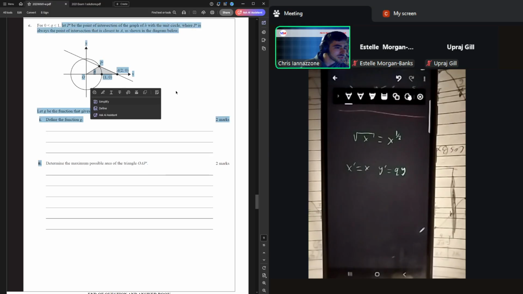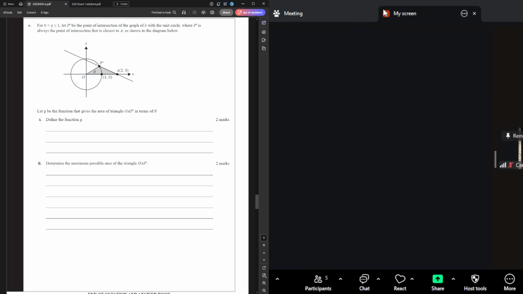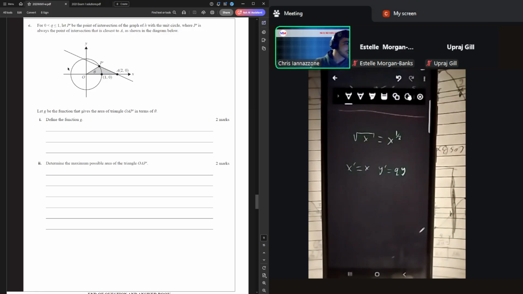This one may or may not be its own unique thing. Let's see. 0 to 1 for Q. P dash is some point of intersection that is closest to A. So you might have 2, but P dash is the one that's closest. G is the area of the triangle. Define G. Yeah, maybe this wouldn't be the end of the world.